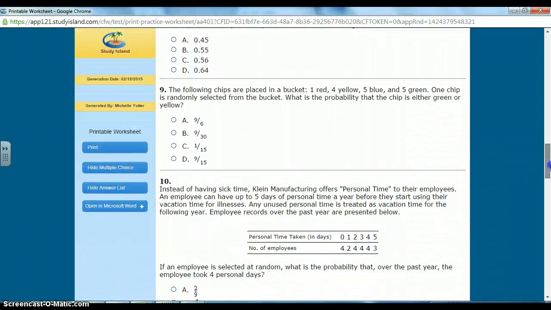The following chips are placed in a bucket: 1 red, 4 yellow, 5 blue, and 5 green. One chip is randomly selected from the bucket.